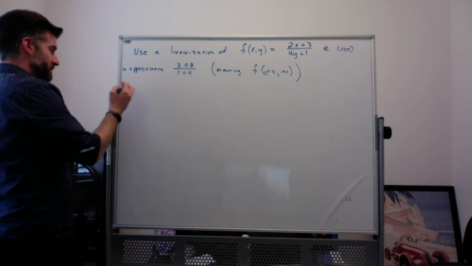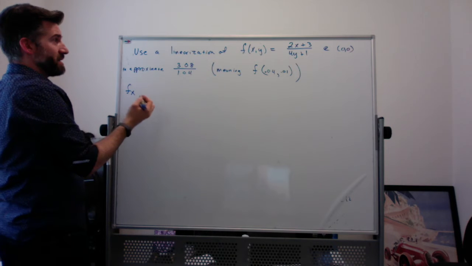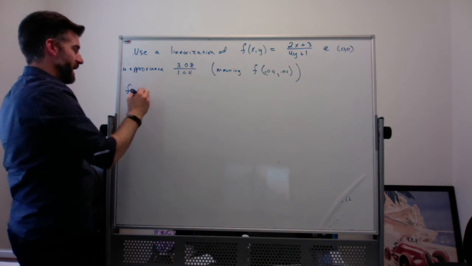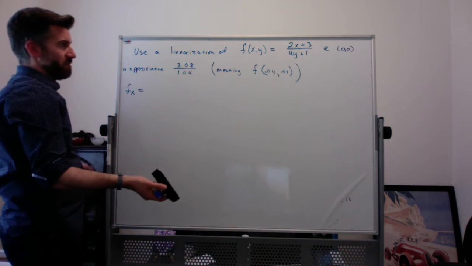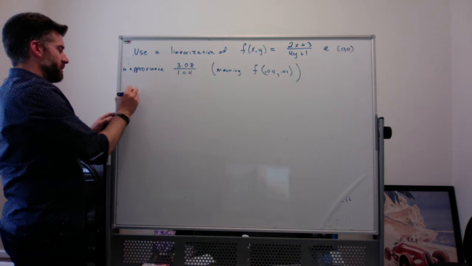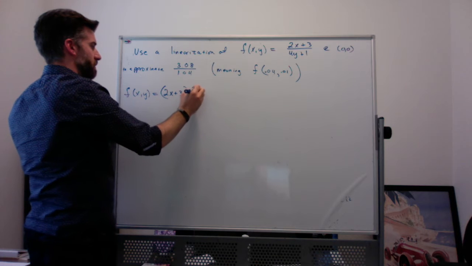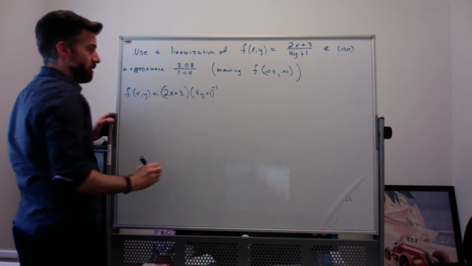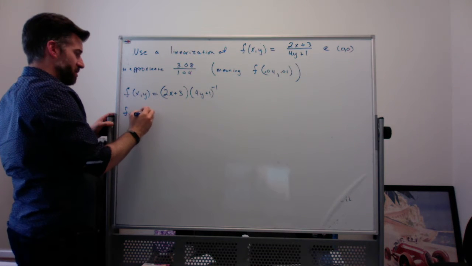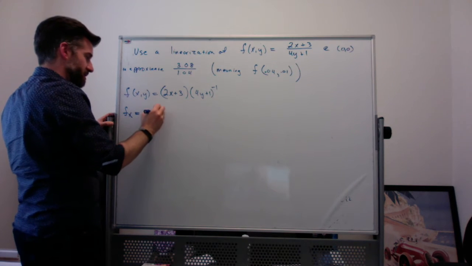So again, the linearization formula, well, actually before that, let's find the partials. fx is actually easy. I don't want to use the quotient rule because I don't have to. It might make it easier if I rewrote the function f(x,y) as (2x + 3) times (4y + 1) to the negative 1. Then the partial with respect to x is 2 times this, since there are no x's there, that's just a constant.